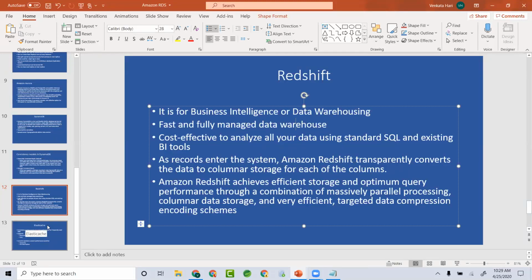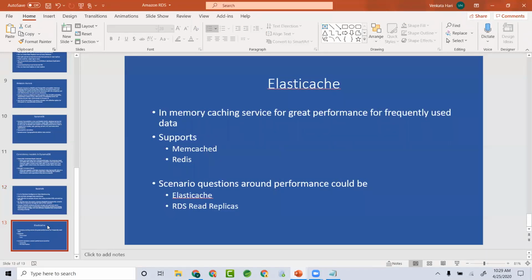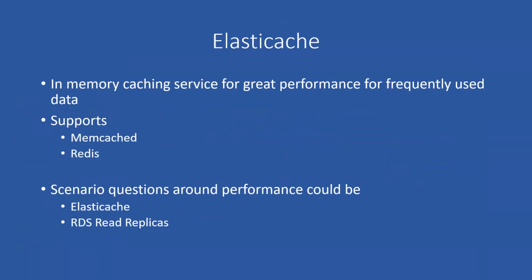Okay, so another database service that Amazon provides is called Elasticsearch. Elasticsearch, it's not an RDS, it's not your non-SQL database, but it's an in-memory database, okay?